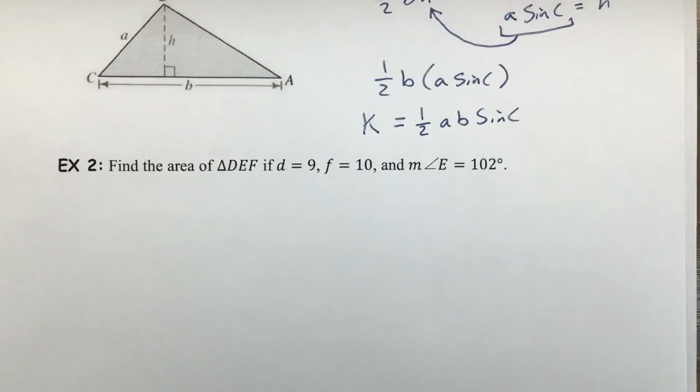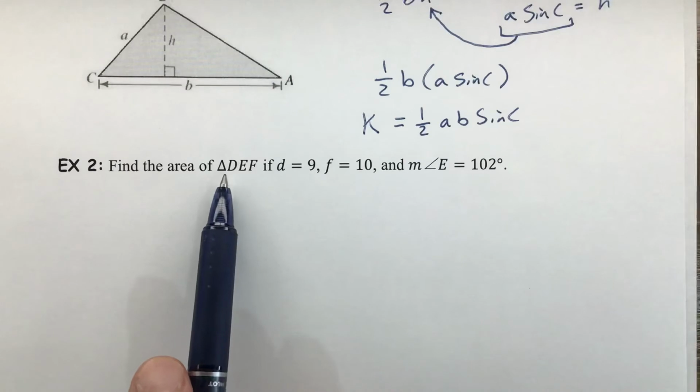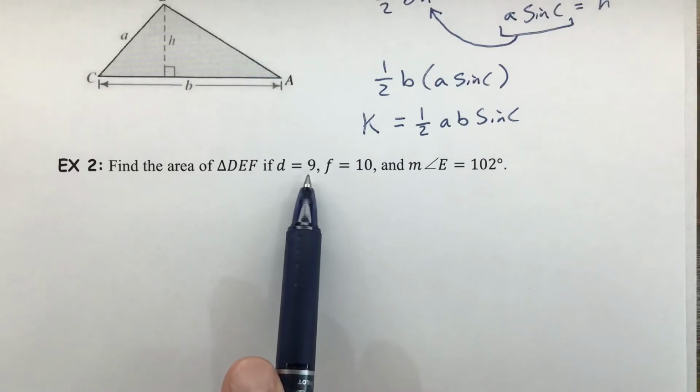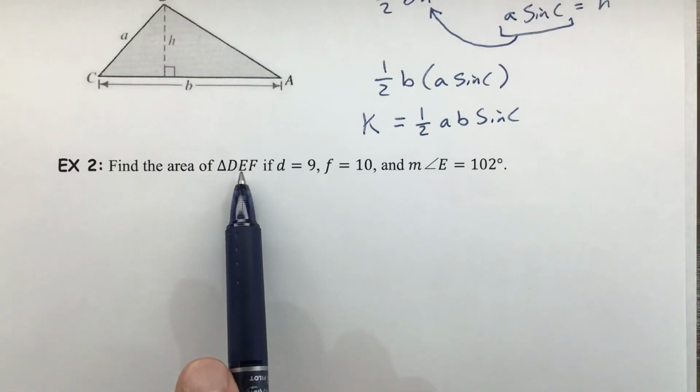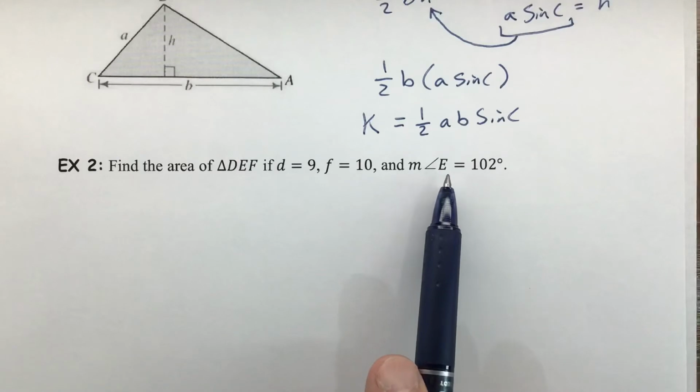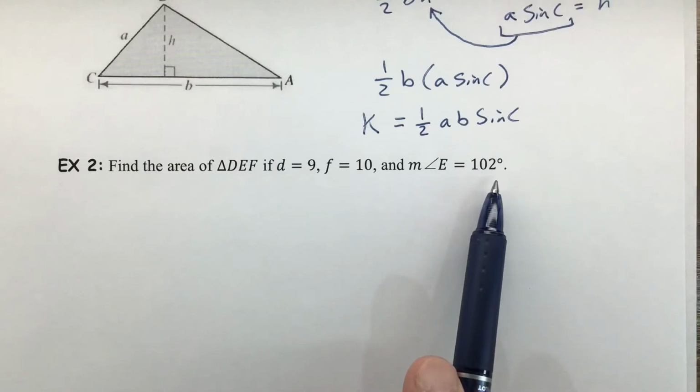For example 2, let's go ahead and try out the formula, see how it works out here. We have a triangle DEF, and little d and little f are things that we know. Little letters, of course, are going to be the side lengths because the capital letters are the vertices, which we'd also use to represent the angles. So we've got two sides here, which will be the 9 and the 10. That's D and F. We also have the angle E at 102 degrees.